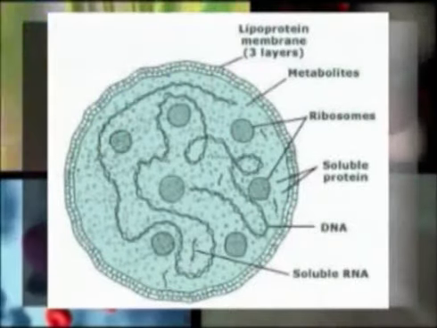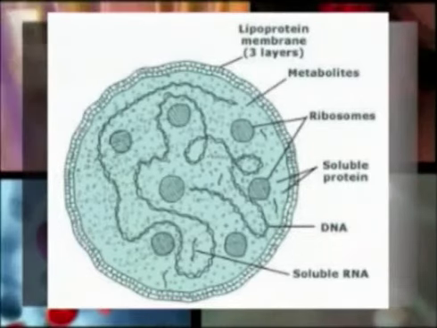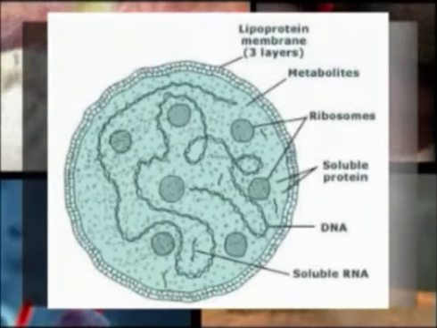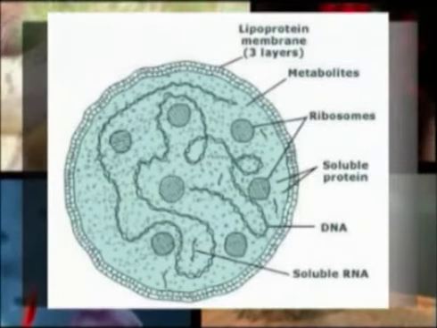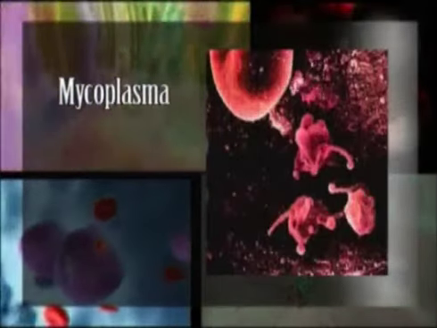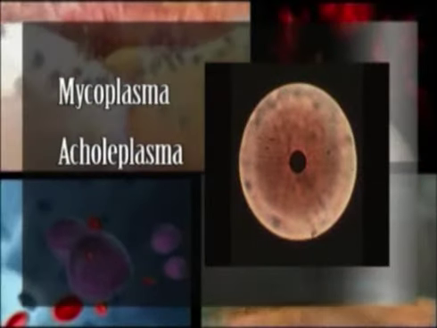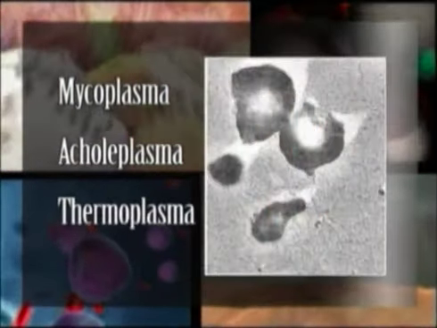The cells are small and range from 0.3 to 0.9 microns in diameter. The cells are covered with a unit lipoprotein membrane. The cytoplasm contains ribosomes, and a nucleoplasm-like structure with DNA and RNA. There are three genera of mycoplasmas. First, Mycoplasma. Second, Spiroplasma. Third, Thermoplasma.